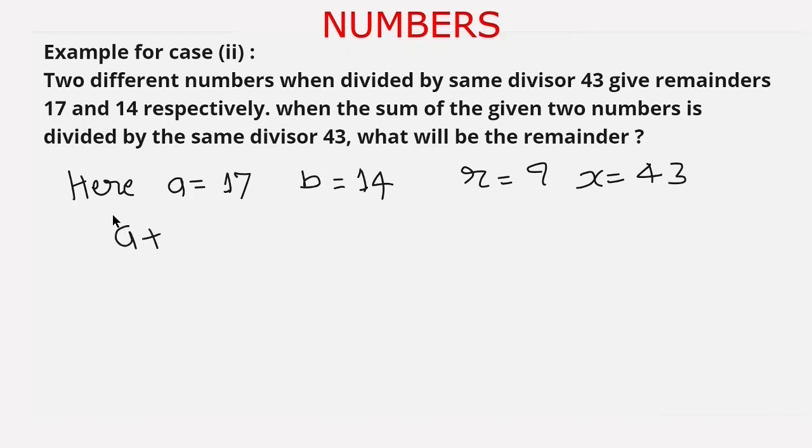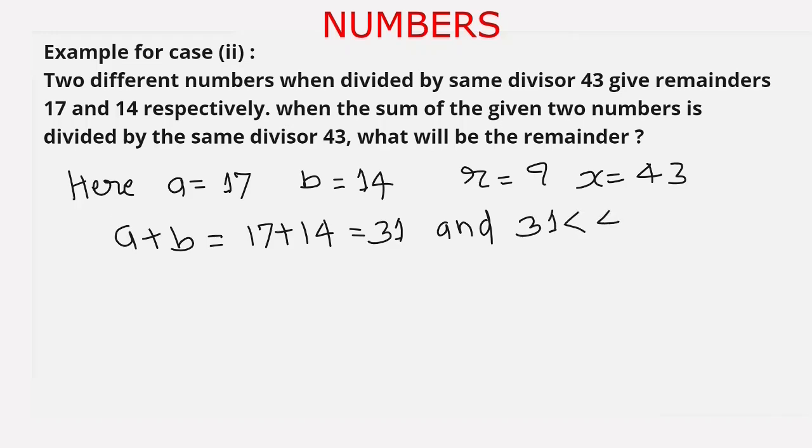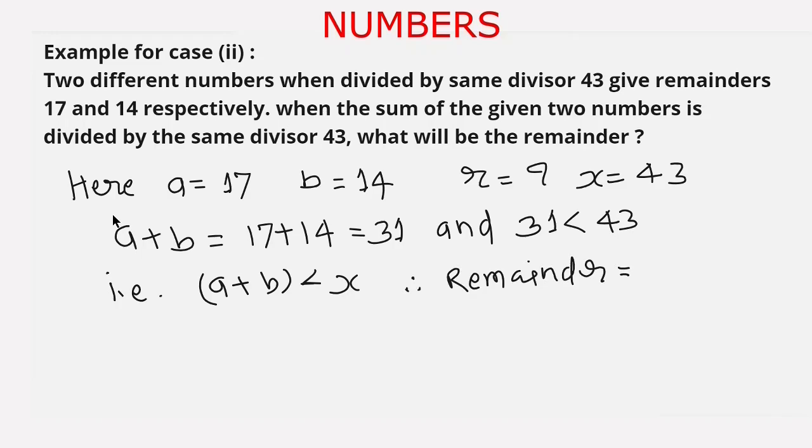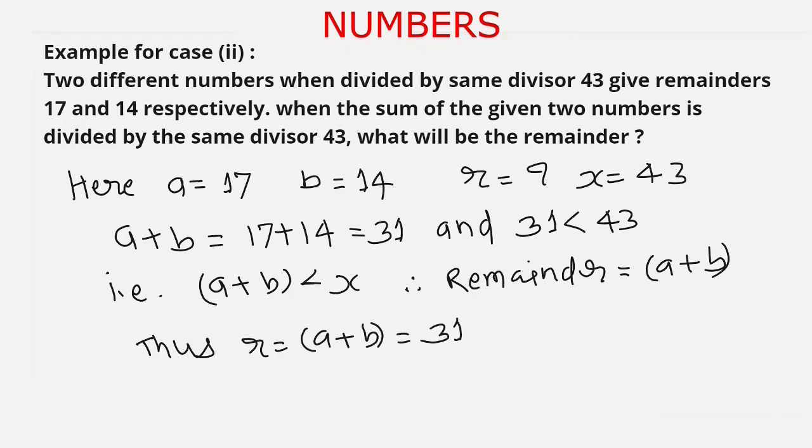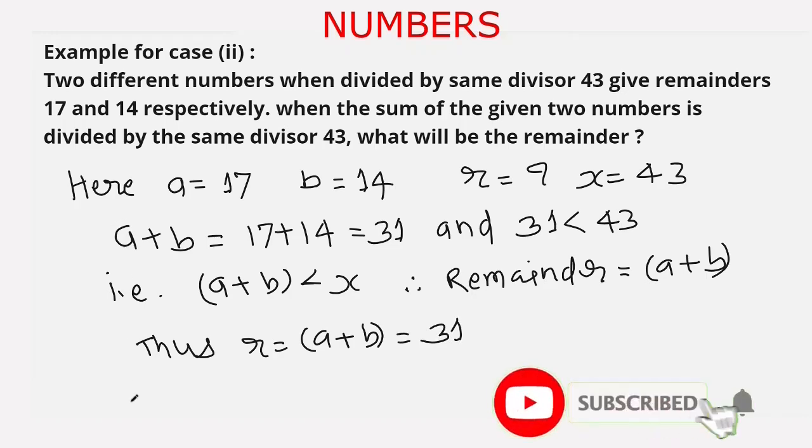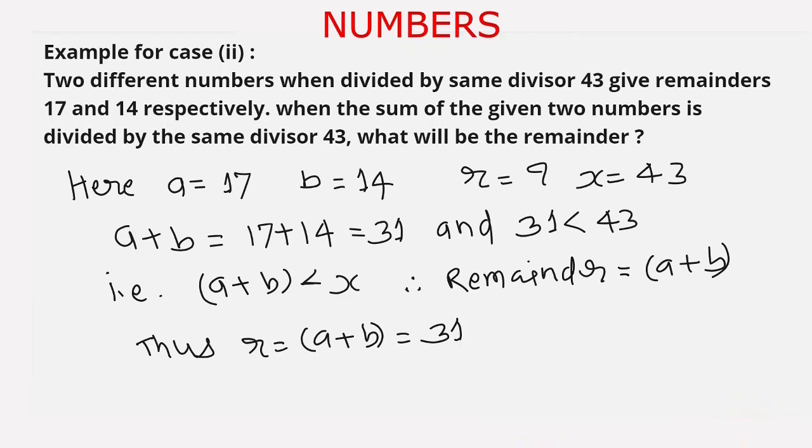Here a plus b equals 17 plus 14 equals 31, and 31 is less than 43. That is, a plus b is less than x. Therefore the remainder will be equal to a plus b. Thus remainder r equals a plus b, which is equal to 31. This way we can find the remainder when two different numbers are divided by the same divisor.